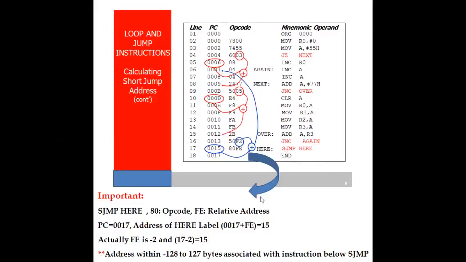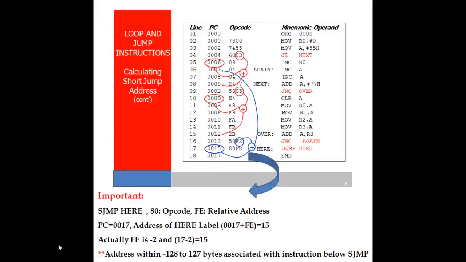How to calculate the address 0015? Then what is the opcode for that SJMP? That is 80, and FE is the relative address. So how to calculate it? The program counter is entering into the location 0016 where FE is loaded. After that, the program counter is indicating the location 0017. So now the address 0017 plus FE, if we add FE with this value, then we'll get this 115.